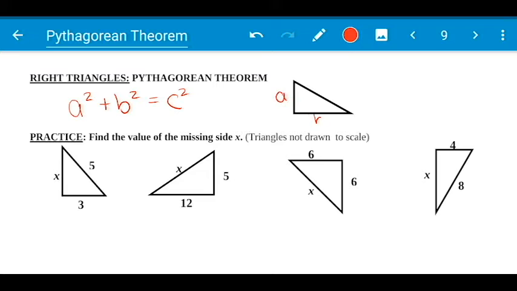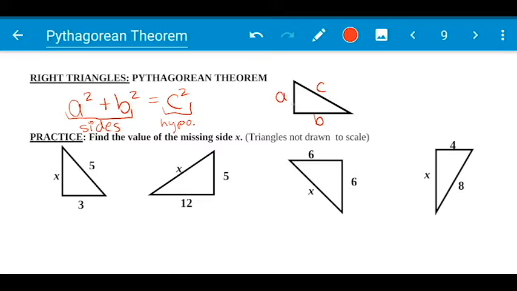A and b are just the sides of our triangle. So these right here are the sides of our triangle. And then c stands for our longest side, or our hypotenuse. So we're going to put c right here.